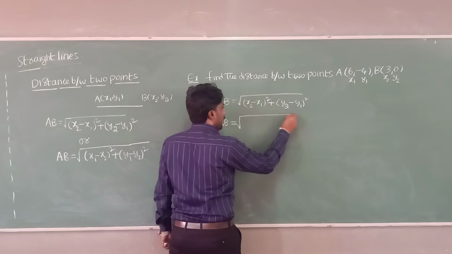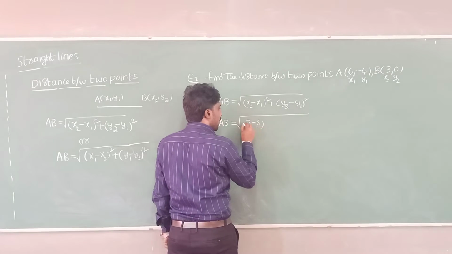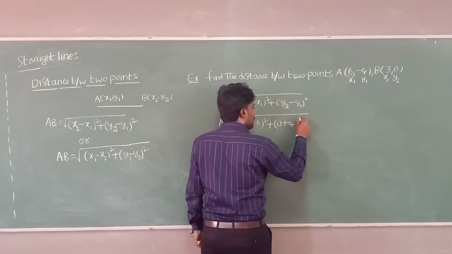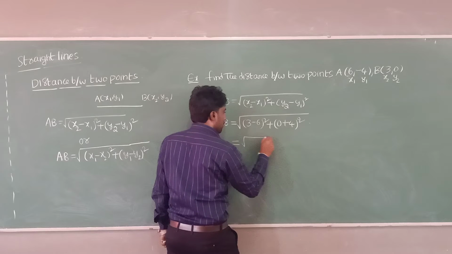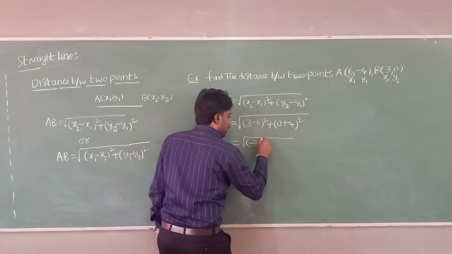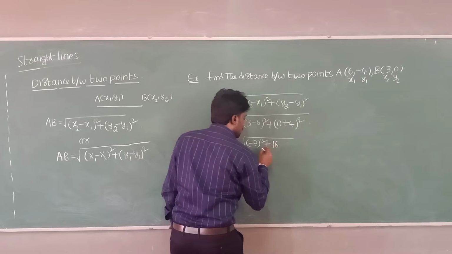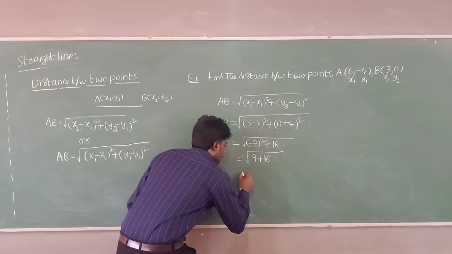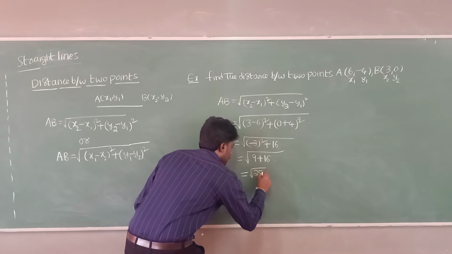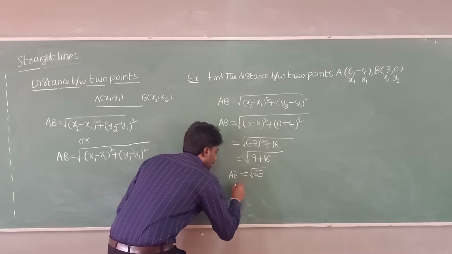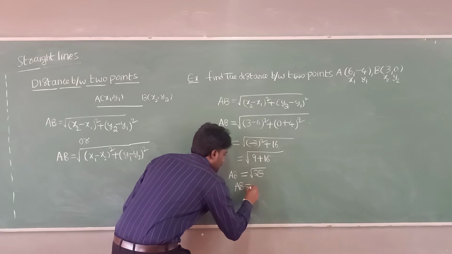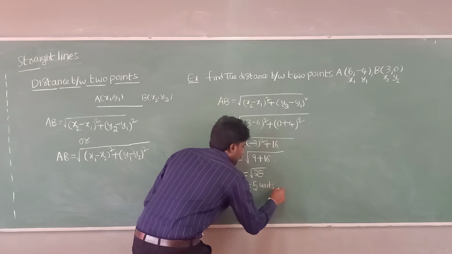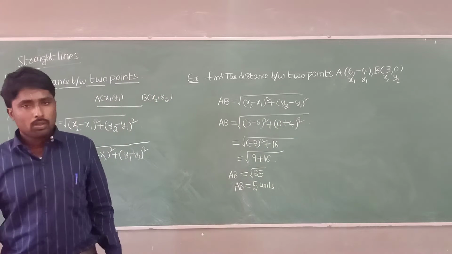AB equal to square root of 3 minus 6 whole square plus 0 minus of minus 4, which becomes plus 4, whole square. So 3 minus 6 whole square becomes minus 3 whole square, plus 4 square becomes 16. So this becomes square root of 9 plus 16, which is square root of 25. So what is the AB value? Square root of 25 becomes 5. So 5 units is the distance from point A to point B. All of you note down this.